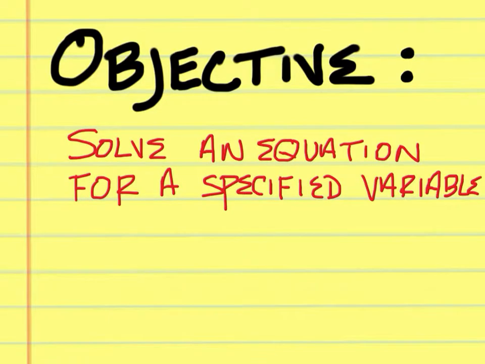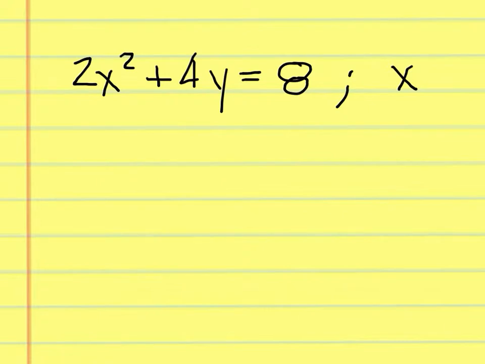Solve an equation for a specified variable. To get x by itself, you must undo everything around it. And when you're solving for a specific variable, you're doing the opposite of the order of operations. Instead of multiplication and division first, you're doing addition and subtraction first. So we want this x by itself.